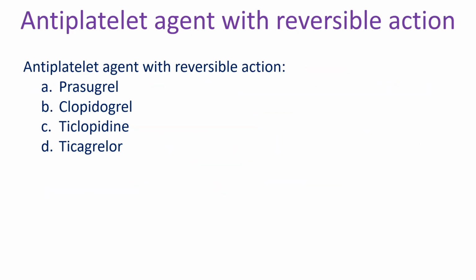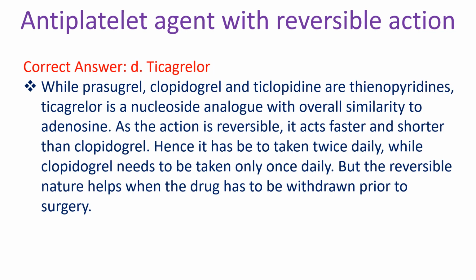Antiplatelet agent with reversible action: A. Prasugrel, B. Clopidogrel, C. Ticlopidine, D. Ticagrelor. Correct answer D. Ticagrelor. While prasugrel, clopidogrel and ticlopidine are thienopyridines, ticagrelor is a nucleoside analog with overall similarity to adenosine.